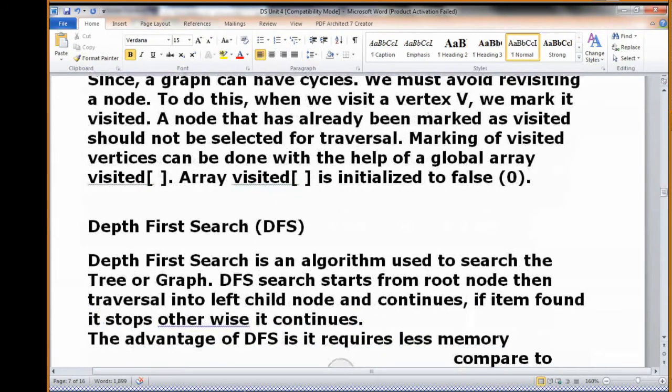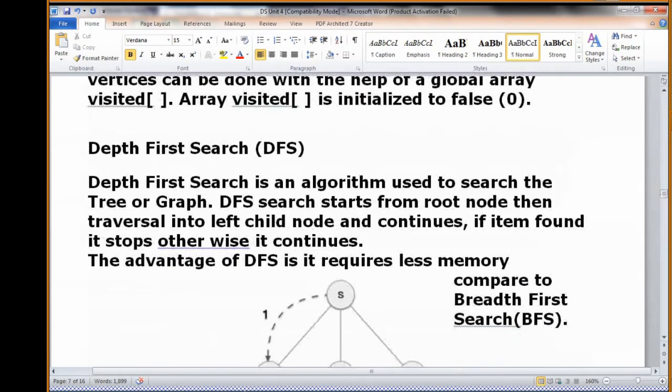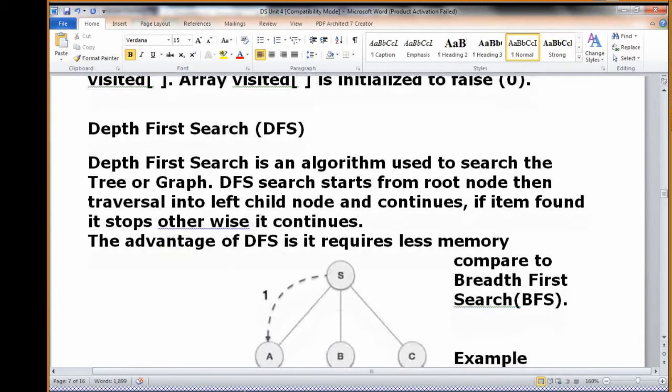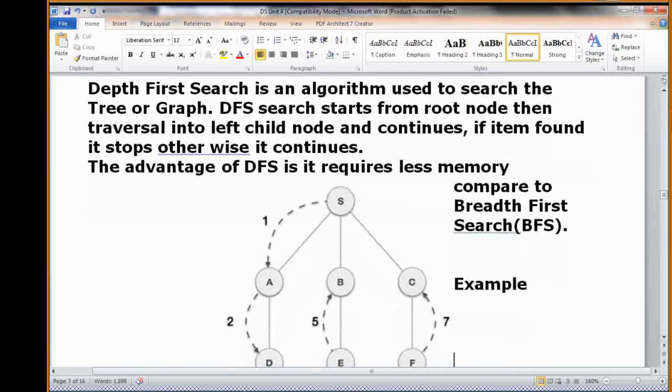So now we'll see depth first search first. Depth first search is an algorithm used to search a tree or a graph. DFS starts from the root node and then traverses into the left child node and then continues. If the item is found, it stops, otherwise it continues. That means it continues from the root node to the left side, goes to the leaf node, and then it moves to the right side, and like that it will visit.